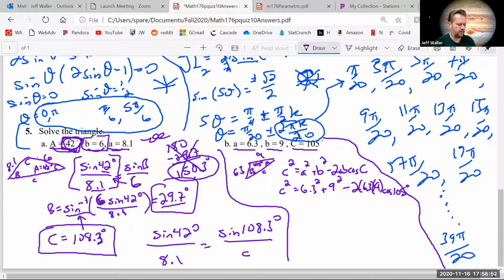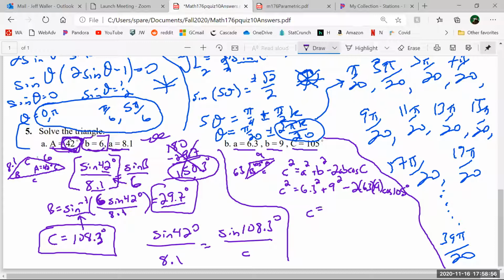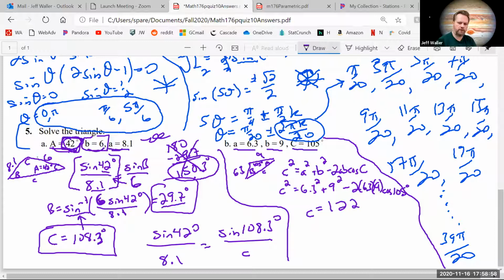Let me know when somebody gets an answer. I got about 12.2. Yeah, I'll go even further. So let's round to the hundredths place. 12.25. Why does that make sense with what I know about this triangle? Why does that already make sense?